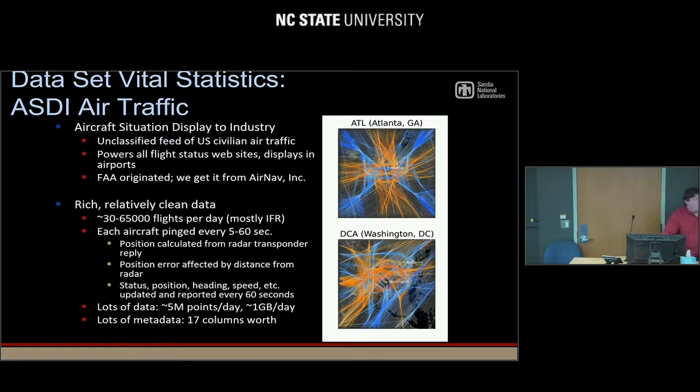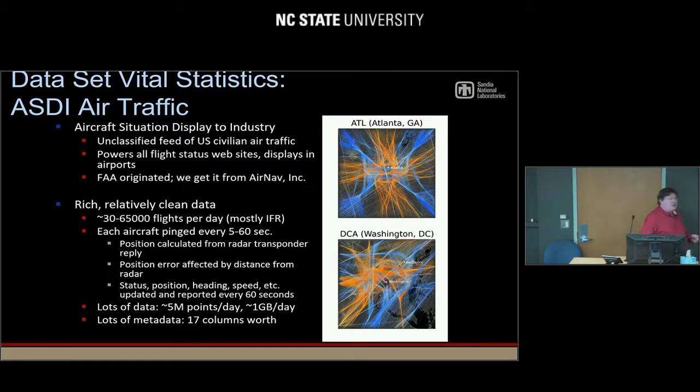We get anywhere between 30,000 and 65,000 flights per day, mostly flights that have filed instrument flight plans. And what happens is every aircraft is in constant communication with a ground station. It reports its position, its vital statistics, it's actually more frequent than the 5 seconds I list here, every 2 to 60 seconds.